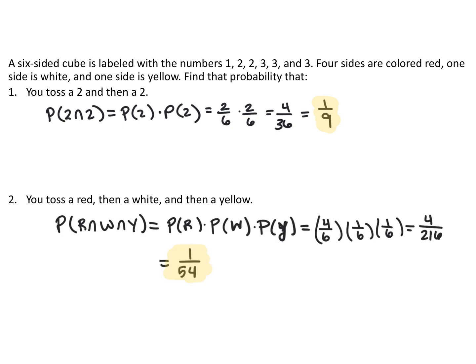So again, rolling the dice are independent of each other, so each roll does not affect the next. If I want to find the probability of a red, and then a white, and then a yellow, I'm going to find the probability of the red, multiply by the probability of white, and then multiply by the probability of yellow. 4 sides out of the 6 are red, 1 out of the 6 is white, 1 out of the 6 is yellow. So I end up with 4 possibilities out of 216 possible rolls, or 1 out of 54.